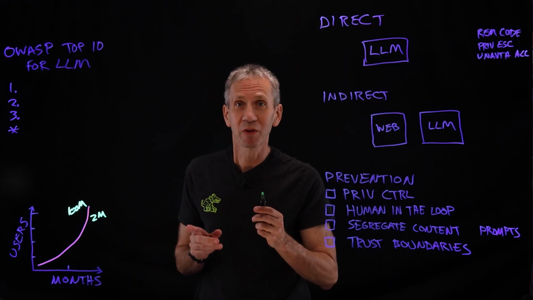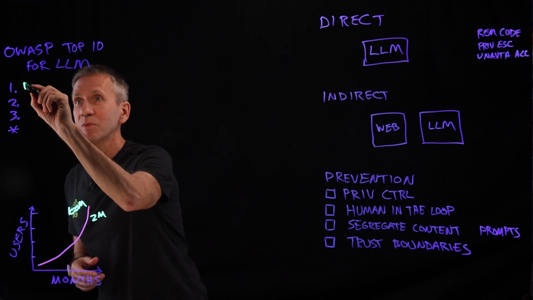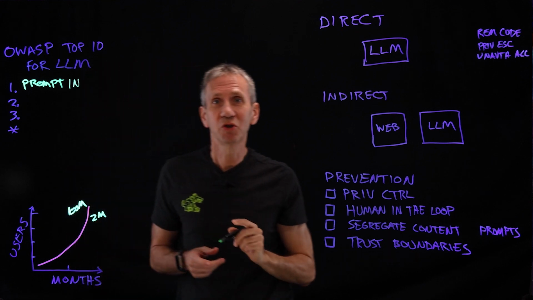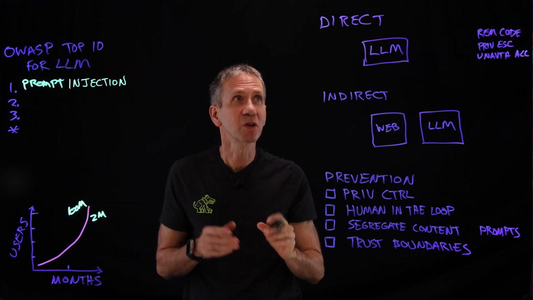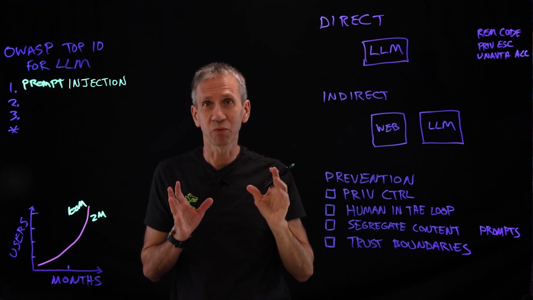Okay, the number 1 vulnerability that OWASP highlighted is something called prompt injection. Prompt injection comes in a couple of different forms. There's a direct form and an indirect. So let's take a look at the direct one first.